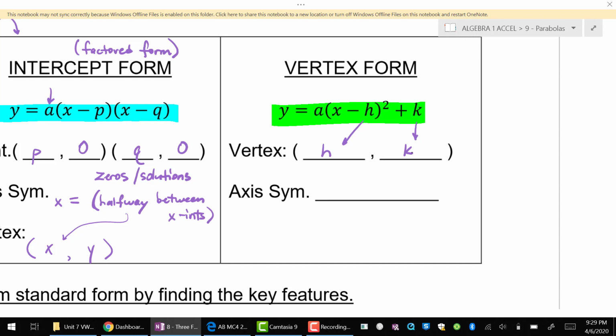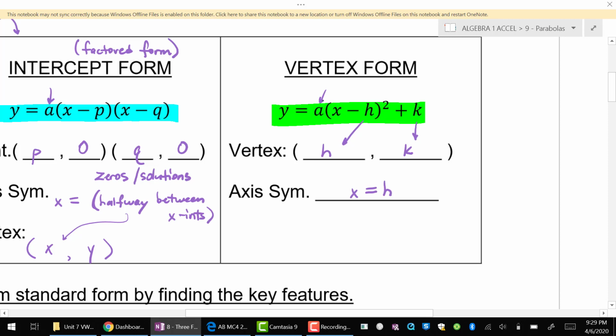One little note here, be careful. h is really going to be the opposite of what you see here. So even though I have a negative h in that expression, it's the opposite of that sign, so positive h becomes the x-coordinate here of the vertex. And remember, the axis of symmetry will always match whatever the x-coordinate is of the vertex.